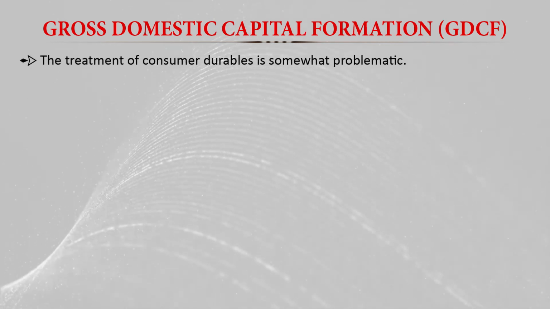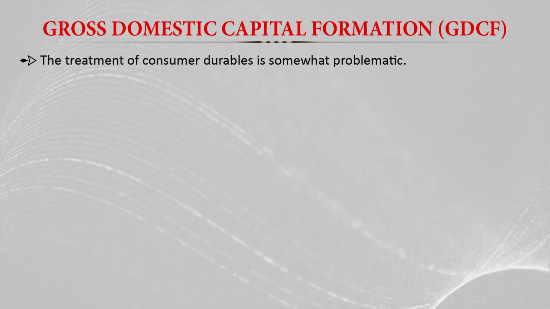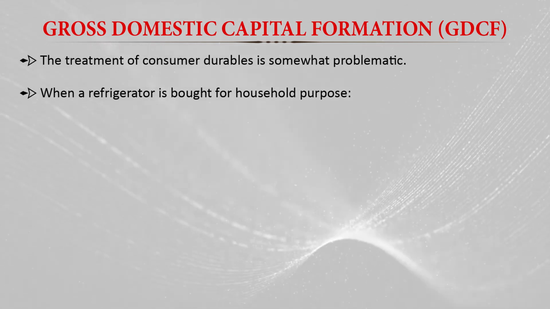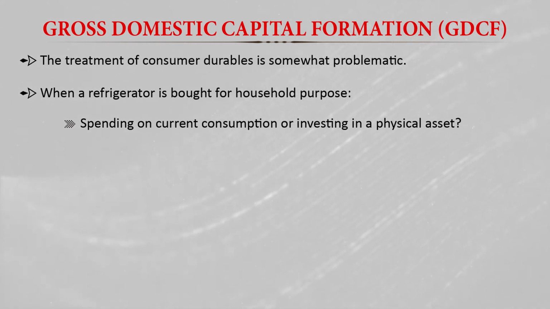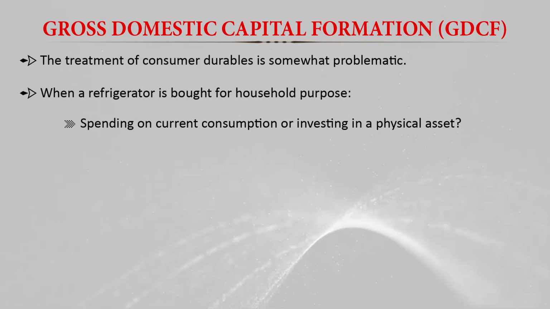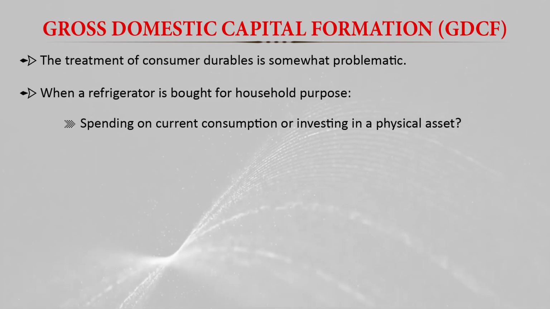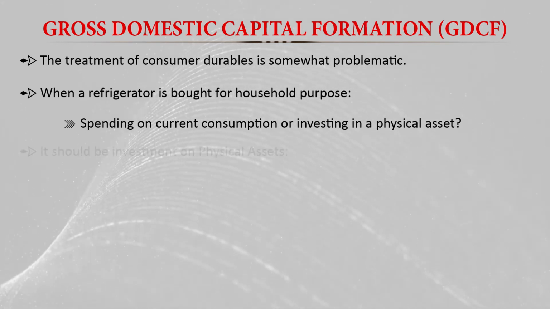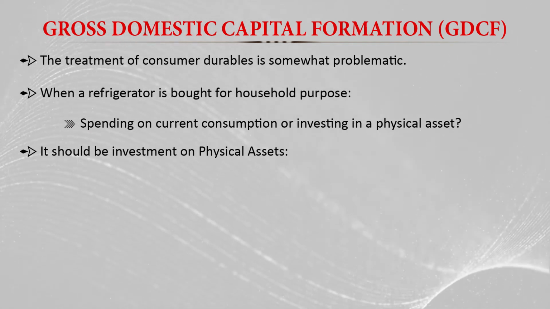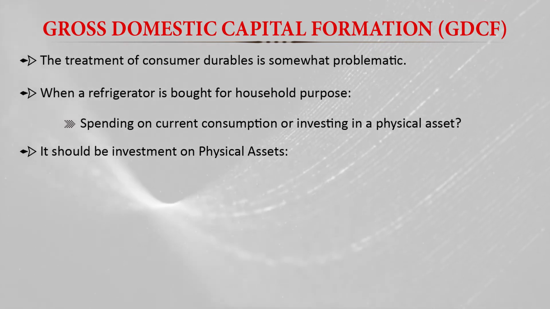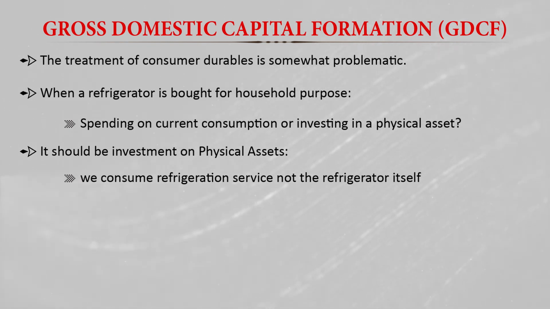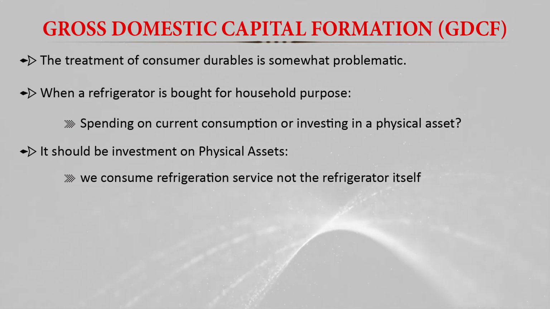And the treatment of the consumer durable is somewhat problematic. Like if we are purchasing a refrigerator for the household purpose, basically we are spending on current consumption, or we are investing in a physical asset. So that is the dilemma of how to treat the purchase of the refrigerator, whether it is current consumption or whether it is a physical asset. So basically, it should be investment in physical assets, because this service we are using from the refrigerator is for more than 1 year, and we consume refrigeration service, not the refrigerator itself. So that's why we can't say it is a consumption item. It is basically an asset.